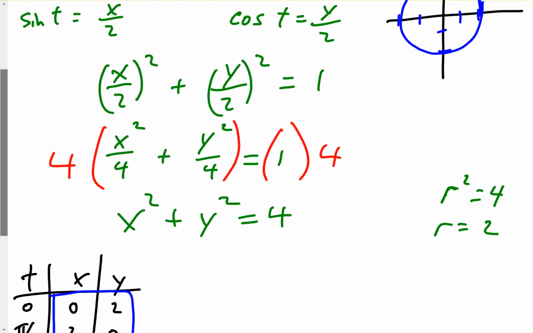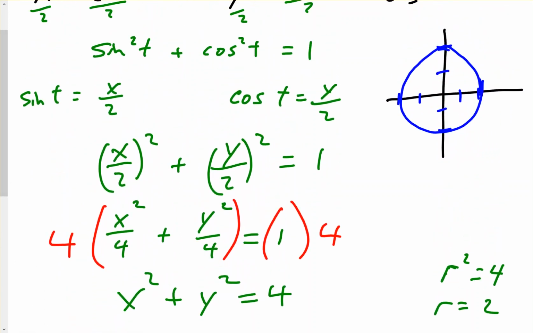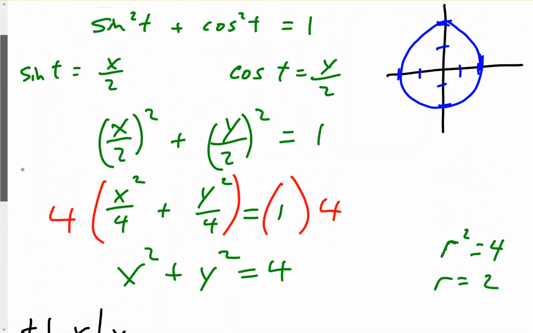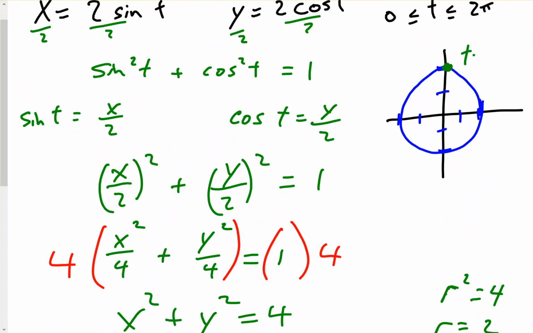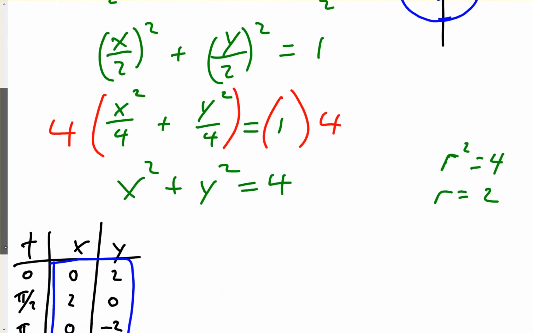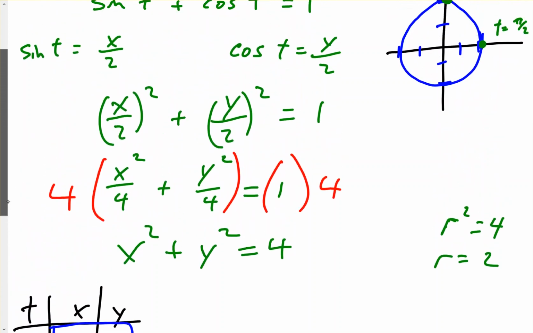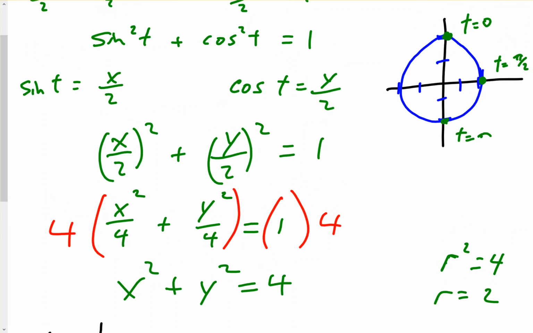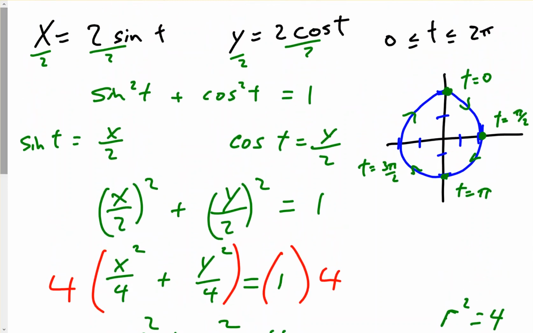Okay, so I start off at 0, 2, then I go to 2, 0. Let's see where that is. 0, 2. Then I'm going to go to 2, 0. Then I have 0, negative 2. And then negative 2, 0. And then back to t equals 2 pi. Okay, so notice this one has a clockwise rotation.